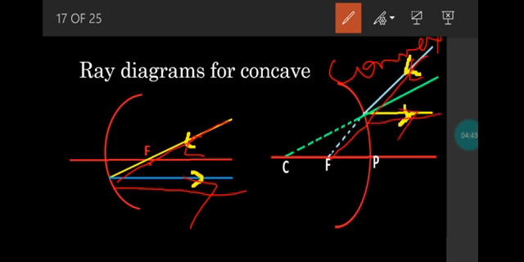Okay, this is the second rule. The first rule is a light ray which is passing parallel to the principal axis moves through the focus point, and the second one is if a light ray is passing through the focus point, it moves parallel to the principal axis, vice versa.